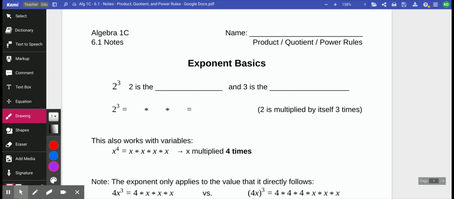This is our first day, which is learning some of the exponent rules, but we're going to start out with some exponent basics. So the first thing we need to know is what is this? We would read this as 2 to the third or 2 to the third power, right?